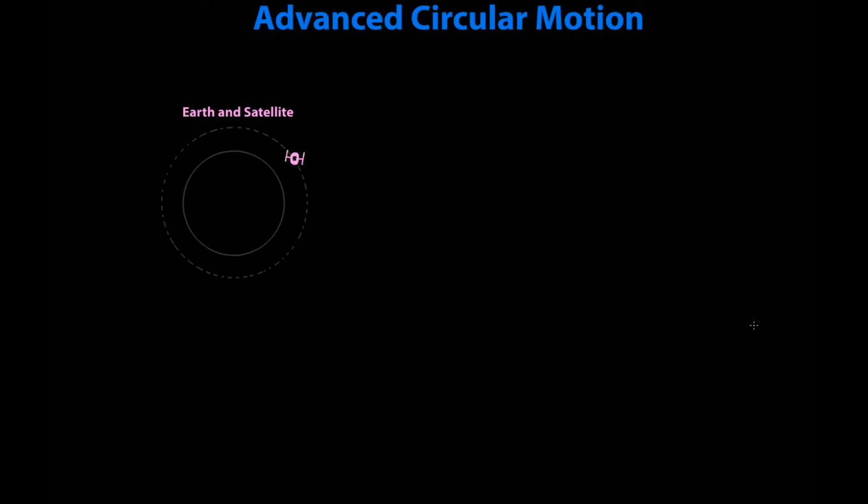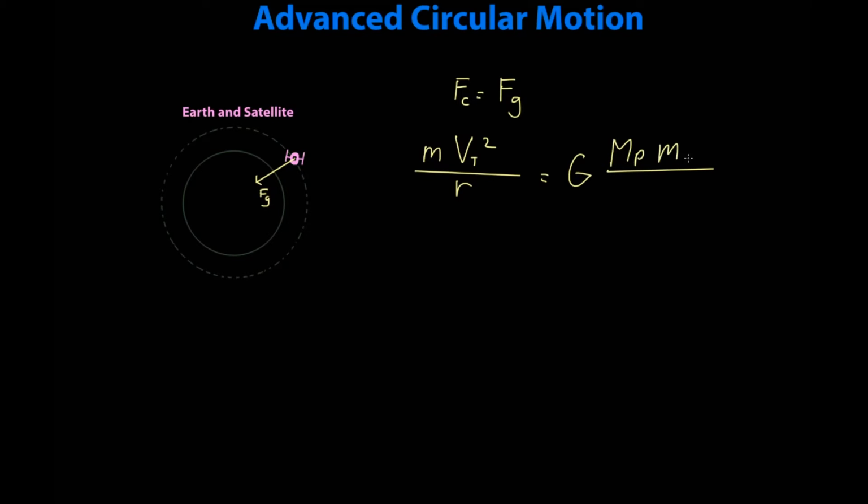Next up, satellite orbiting the Earth. So, force diagram. What is providing this force? Well, that is force gravitational. And it's not mg, it's the big one. So I'm going to start with that. Force toward the center is force gravitational. That means m vt squared over r equals the gravitational constant times mass of the planet, mass of the satellite over r squared. Now, here's the big question here.